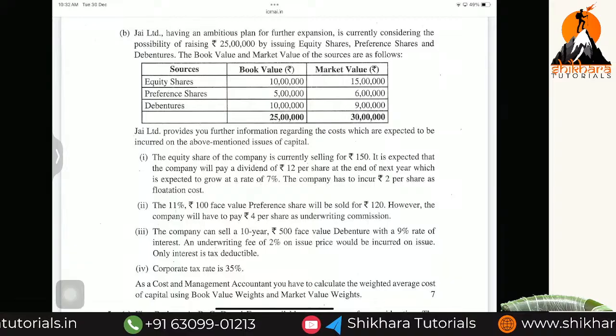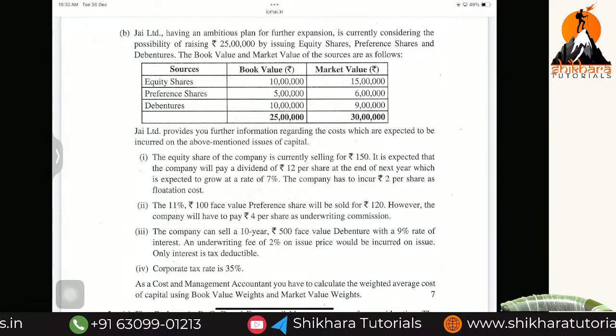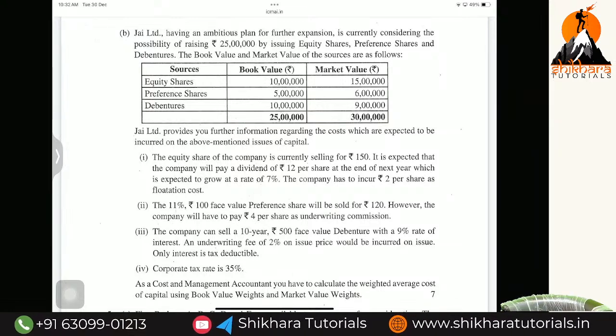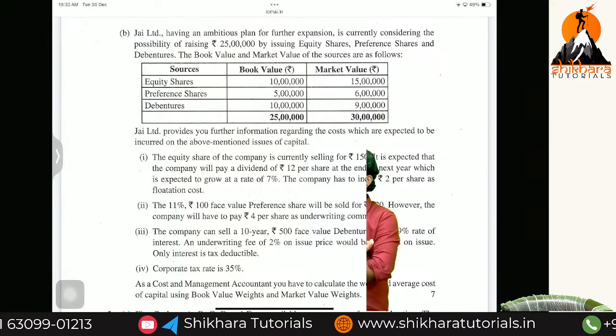Anyone completed KE? Twelve divided by 148 plus 0.07. Answer completed.